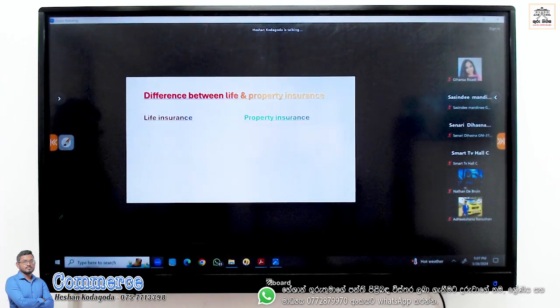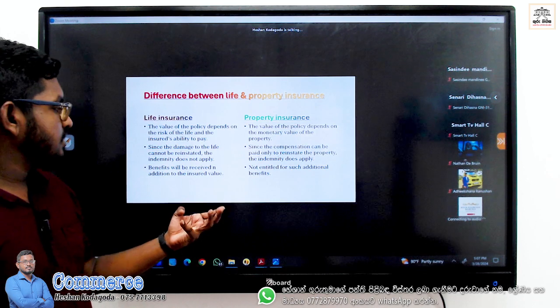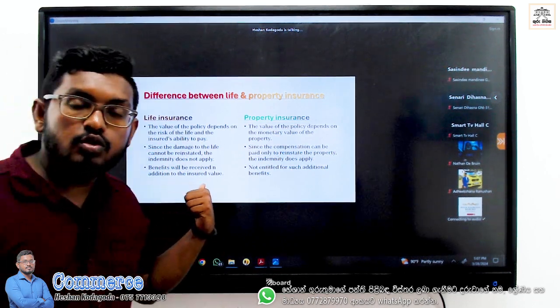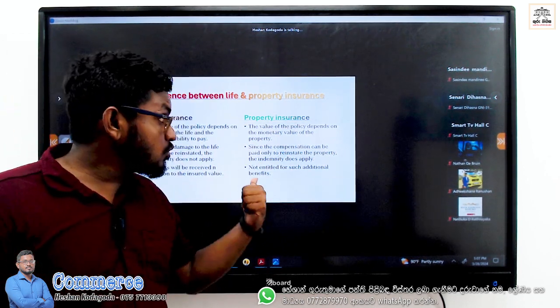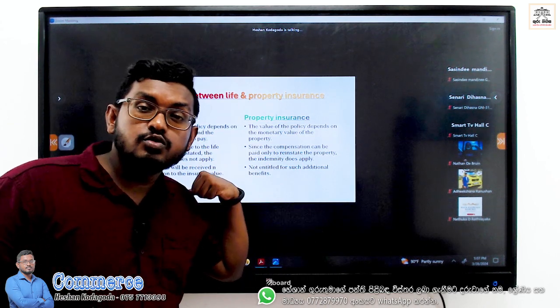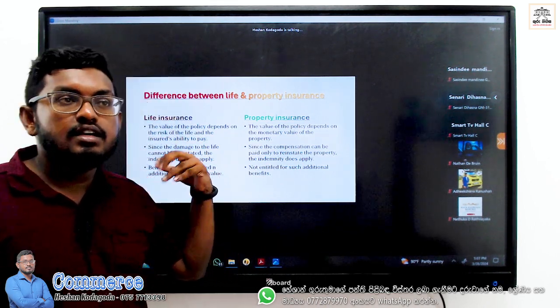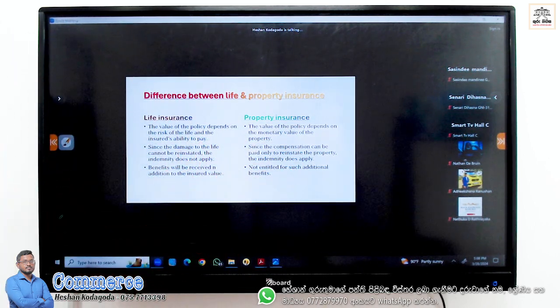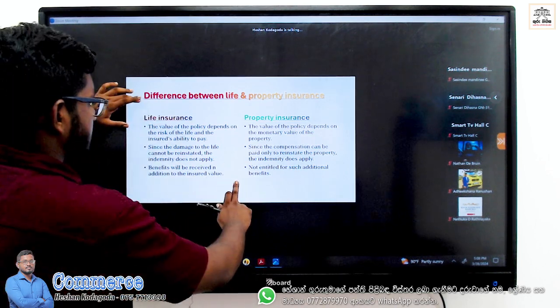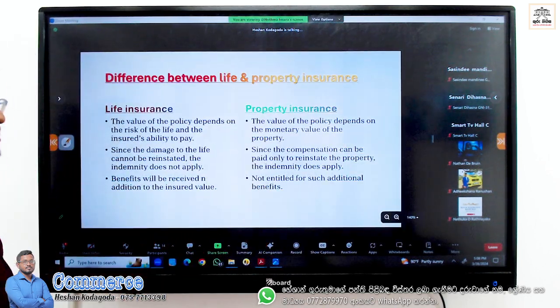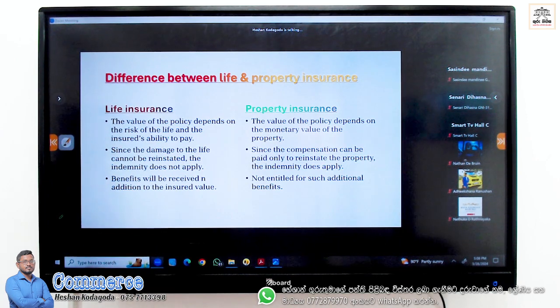So the difference you can see is that indemnity applies only to property insurance, not to life insurance. Indemnity means. So likewise, you can see clearly mentioned differences in here. Okay, moving to the other one.